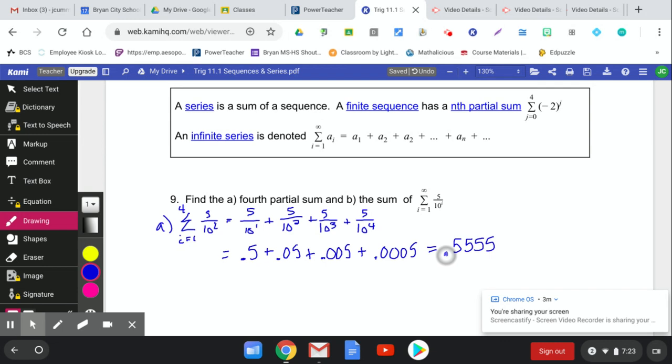0.5555. Now, part B is saying, well, what if we keep going? Well, we have 5/10, 5/100, 5/1000, 5/10,000. Next one's going to be 5/100,000, and then 5/1,000,000. So this is 0.5 repeating, which turns out to be 5/9. Okay. So for this one, we can find the infinite sum of this thing. I should probably write it. And it is 5/9, which is kind of cool.